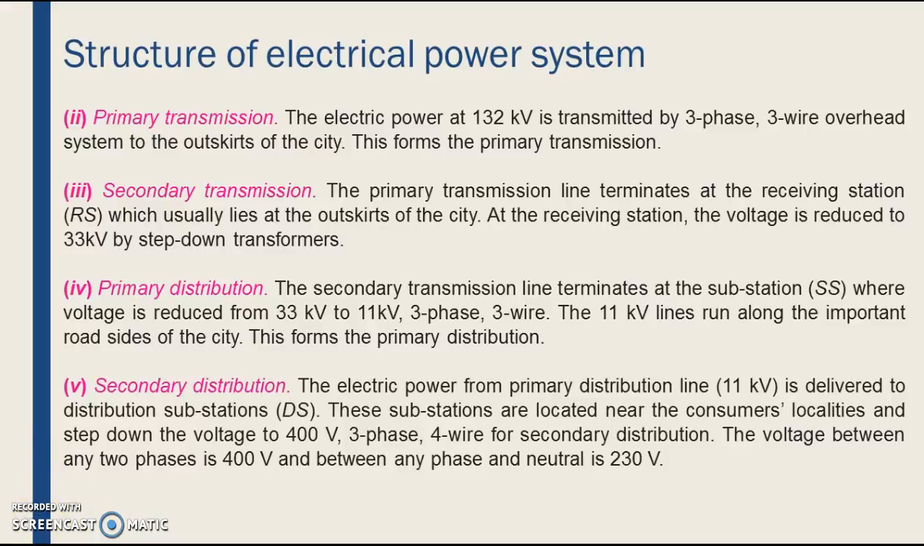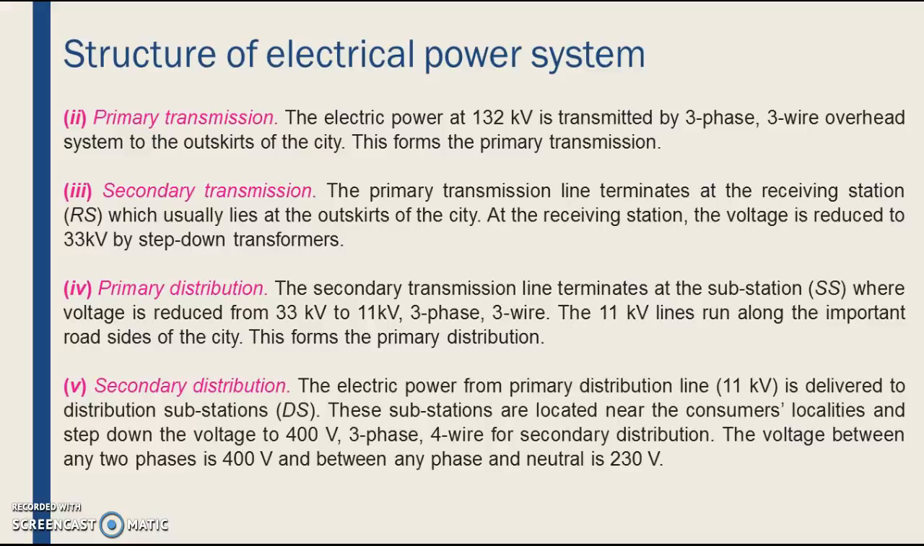Primary distribution. The secondary transmission line terminates at the substation, where voltage is reduced from 33 kV to 11 kV, three-phase, three-wire. The 11 kV lines run along the important roadsides of the city. This forms the primary distribution. It may be noted that big consumers having a demand of more than 50 kW are generally supplied power at 11 kV for further handling with their own substations.